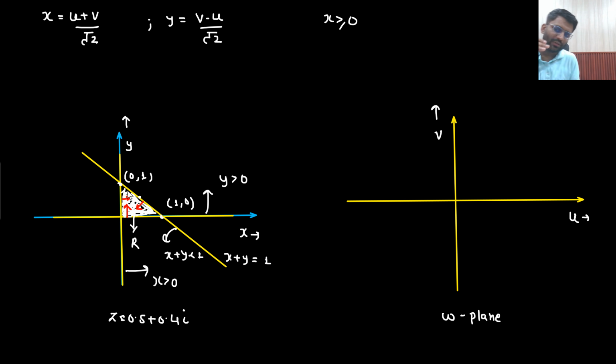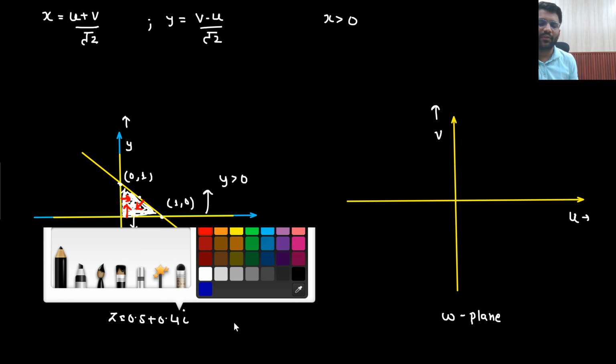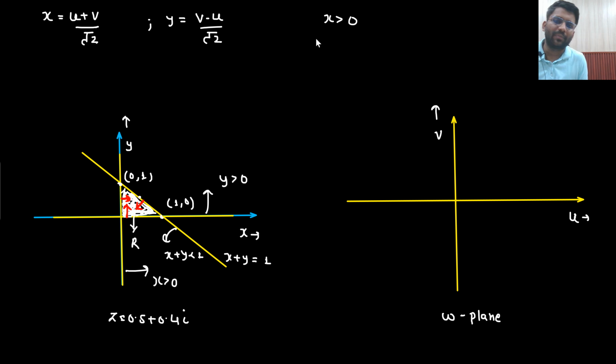So what is this region? This horizontal line that I have made, that is, sir, x greater than 0. What is this region? This is y greater than 0. And what is this region? This is x plus y less than 1. So x greater than or equal to 0 you put, or x greater than 0 is my matter of concern. That means my matter of concern will be (u plus v) divided by under root 2 greater than 0. So from here what we are getting? u greater than minus v.